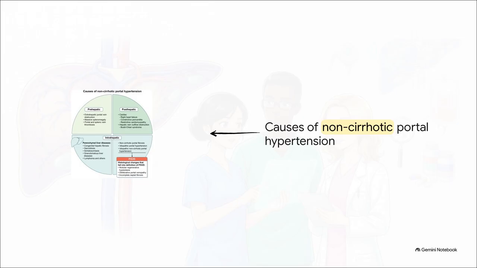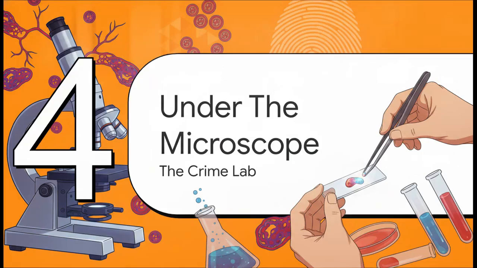But PSVD? It's entirely intrahepatic. The damage is happening at the microscopic cellular level, right inside the liver's intricate vascular web. Section 4. Looking under the microscope. The crime lab. To really see that damage, we need to look closely at the physical evidence PSVD leaves behind.